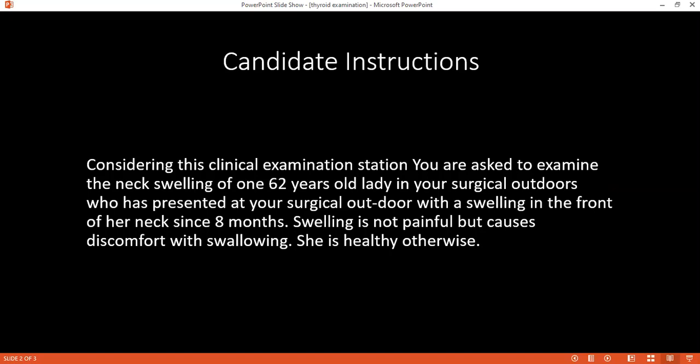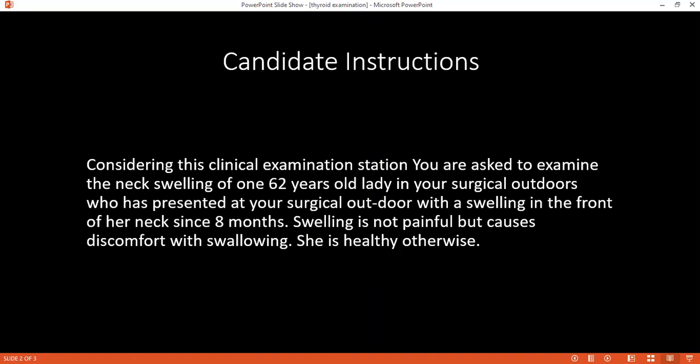I've examined Miss Samantha, the 62-year-old, which was 5 by 7 centimeters in size. The swelling was regular, smooth, moved with swallowing, but not with tongue protrusion. It was firm, attached to the overlying skin, but not attached to the underlying muscle. I could get below the swelling, and carotid pulses were palpable on both sides.